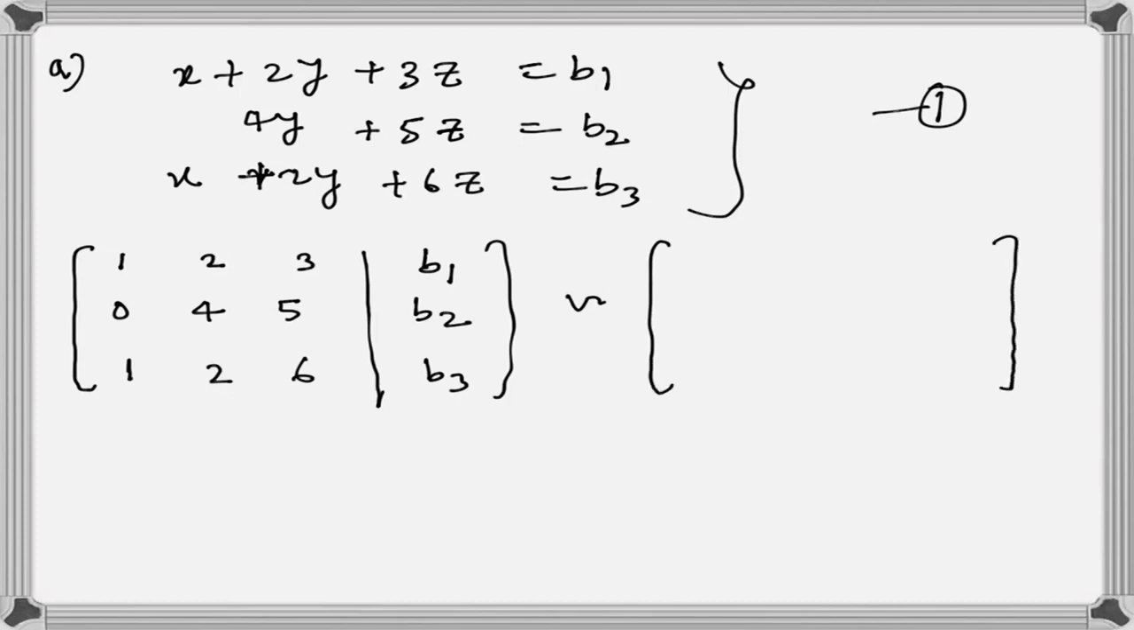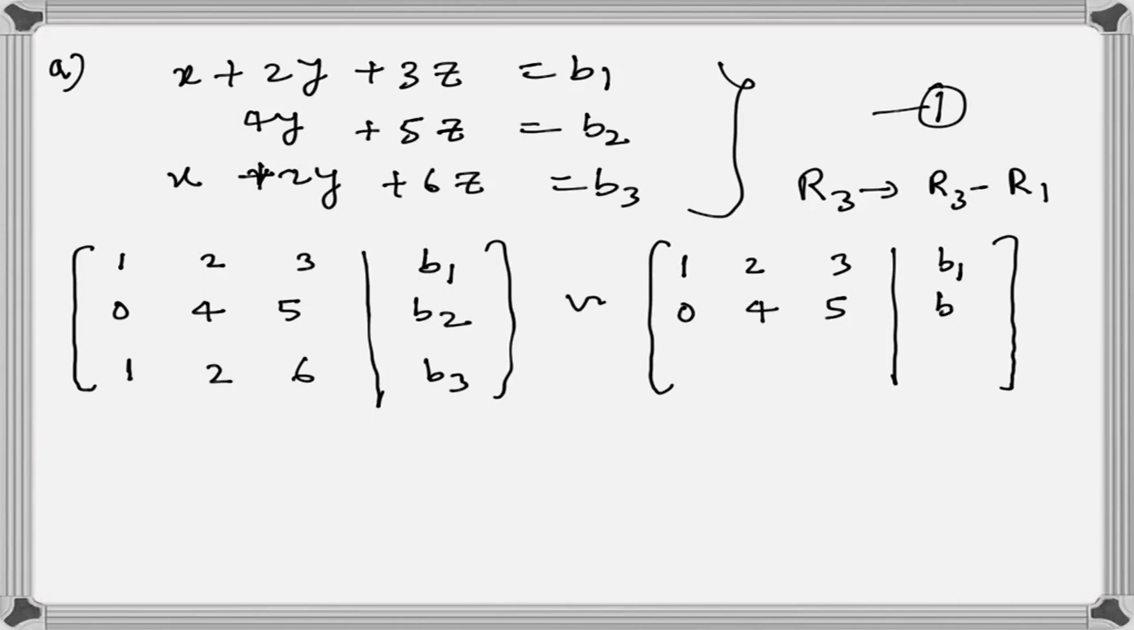So what do we do? We apply the transformation R3 goes to R3 minus R1. Okay, so the first row is as it is, 1 2 3 b1, the second row is also 0 4 5 b2, and the third row is 0, 0, 3, and b3 minus b1.